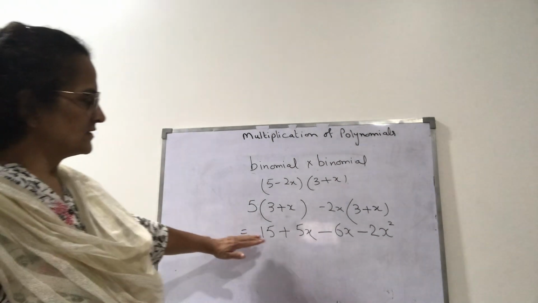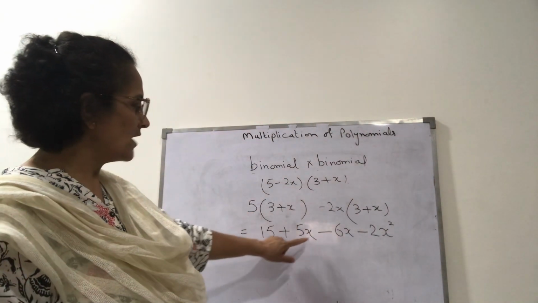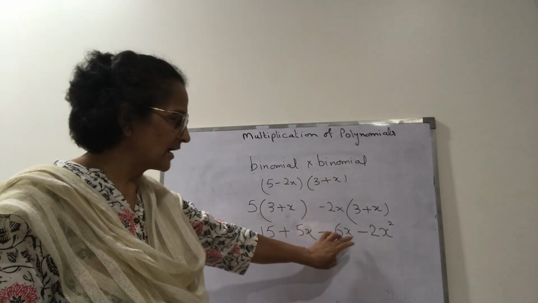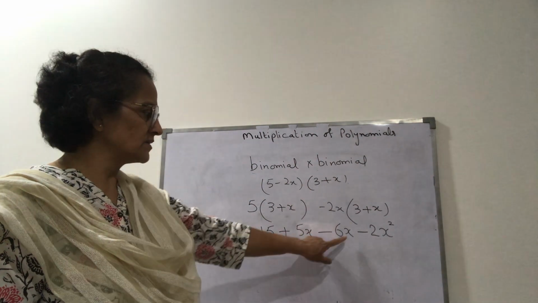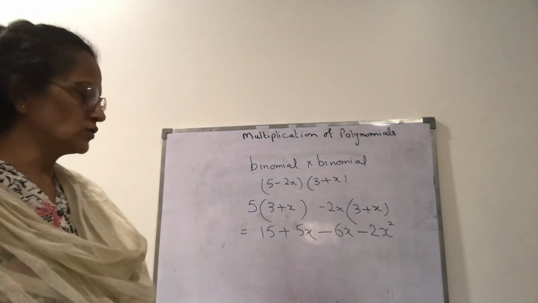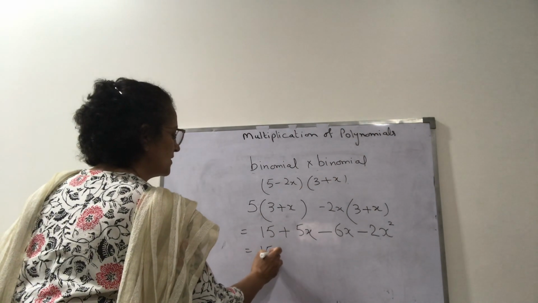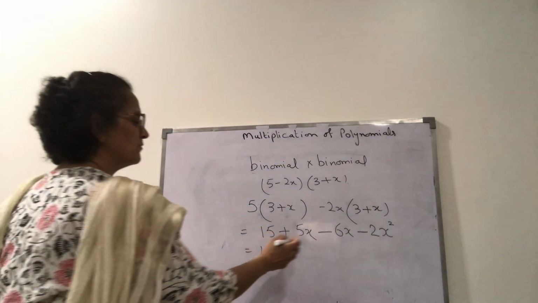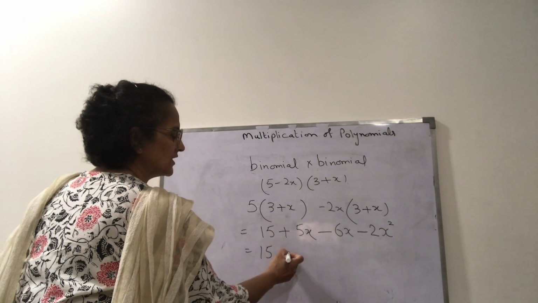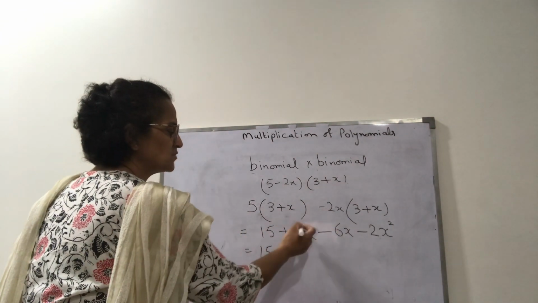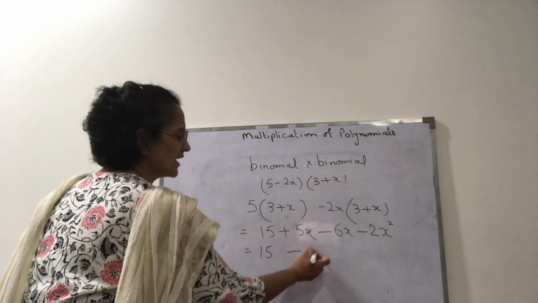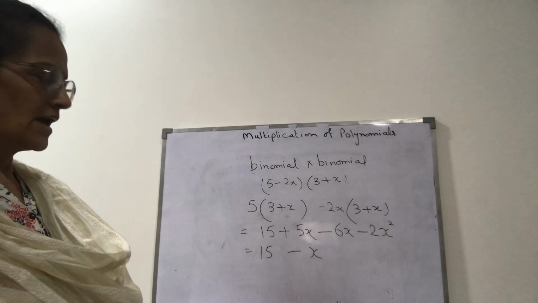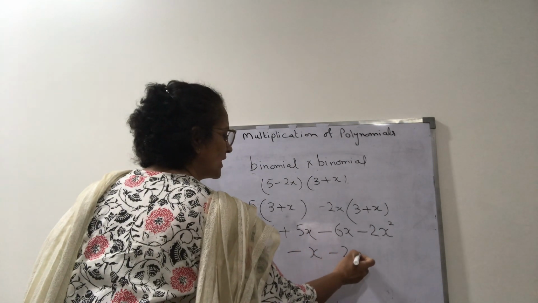Now we can further solve it because we have 5x and 6x as like terms. When the algebraic factor is the same, this has x, this has x, we can further solve it. So we get 15, one positive, one negative, we do subtraction, and the bigger number is 6, so the answer will get a negative sign. 6 minus 5 gives me 1, so we don't write 1, we just write the variable with it. 1x, we can write it as minus x, and minus 2x square.